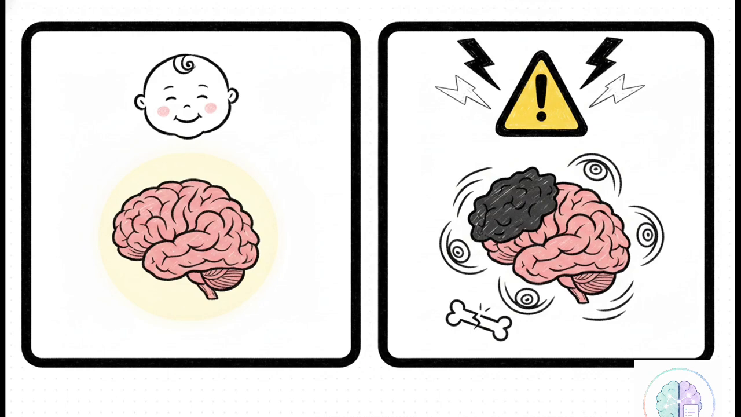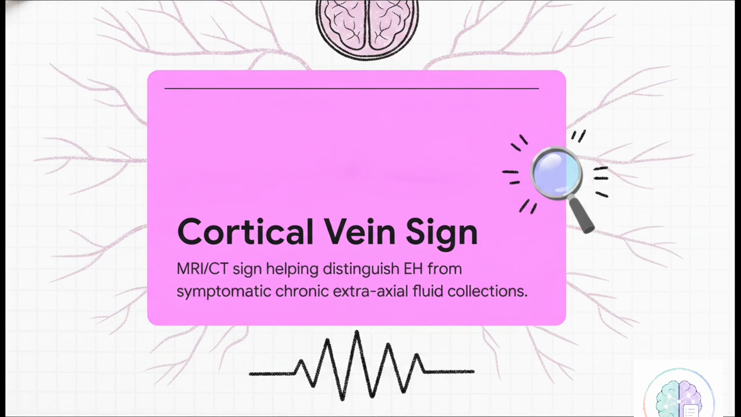Unlike our benign EH, a hematoma is dangerous. We're talking severe symptoms here, seizures, vomiting, terrible headaches. And most alarmingly, it can be a direct result of non-accidental trauma. Basically, child abuse. Missing this distinction, yeah, it's just not an option. So how do we make that call with absolute confidence? The definitive trick in a clinical setting is looking for something called the cortical vein sign on an MRI or a CT scan. It's a real game changer for diagnosis.